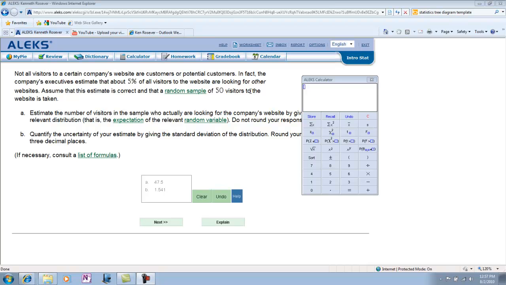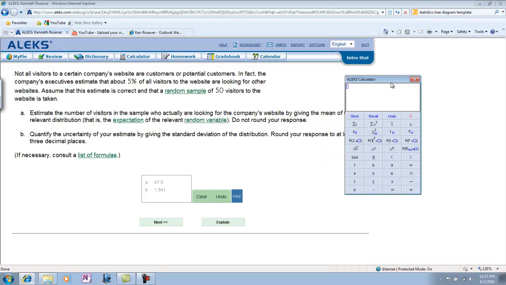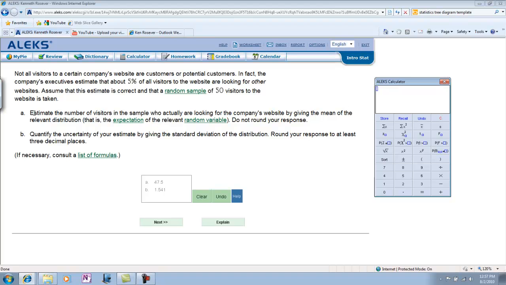And it's a good thing that we don't have to do that and then figure out the distribution, because there's a nice shortcut formula that will give us the mean or the expectation without having to go through all that. Here's the problem. It says estimate the number of visitors in the sample who are actually looking for the company's website by giving the mean of the relevant distribution.